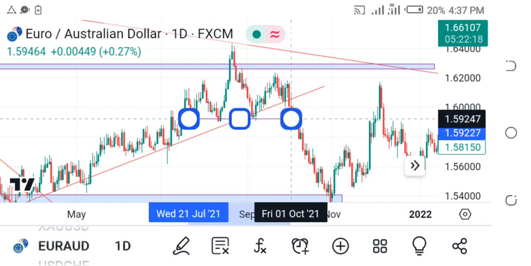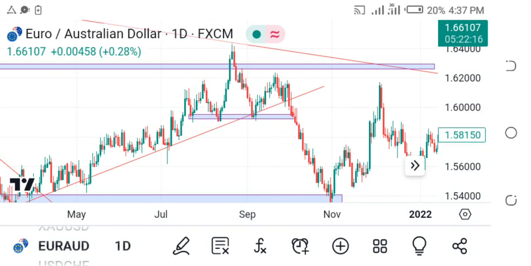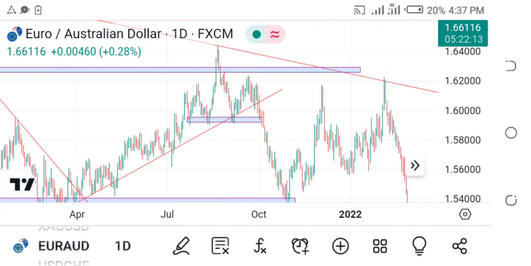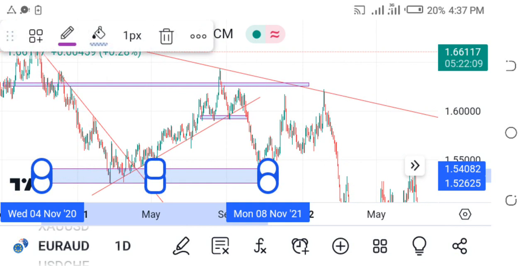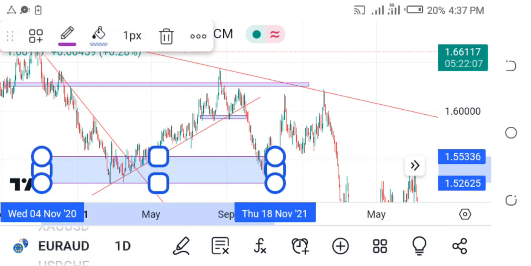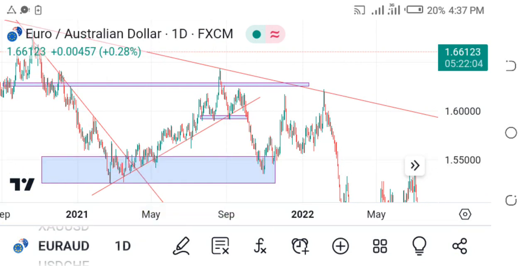And what did they do? They went back, and guess what? They gave us an entry to take price to the downside. Now, like I said, I told you the first time, they generated liquidity here. They're not going to run it immediately. What they did was they came and tapped on it, pulled back again, and went back up.